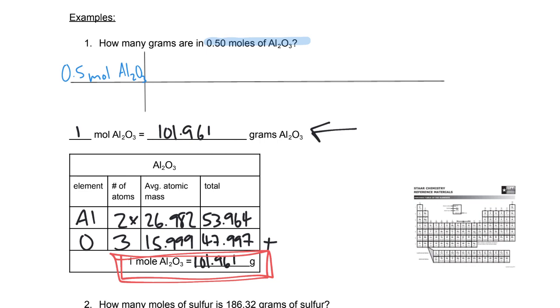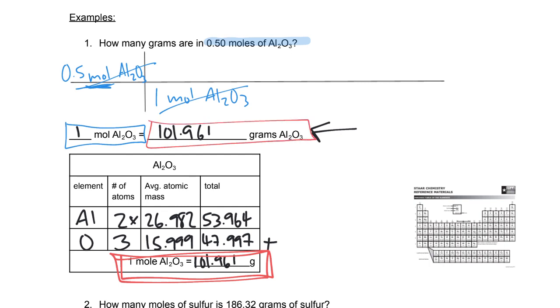Now, if you remember from before our little snow break, whatever unit you have on top has to go on the bottom next. So we're going to take this part of it, the 1 mole Al2O3, and put it on the bottom. The reason for that is because we want moles and moles to cancel out. But when you do that, you have to take this other portion, the 101.961 grams, and that's going to go on top. 101.961 grams of Al2O3. So now we've gotten rid of the moles unit. We have the grams unit.